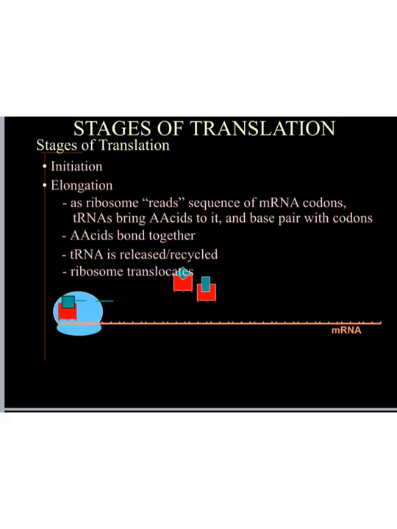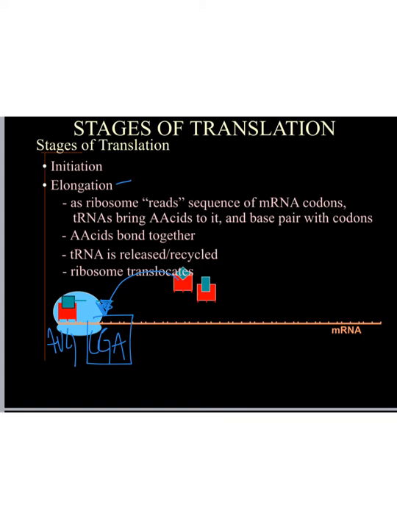The next phase of translation is elongation. The ribosome is going to read the sequence of mRNA codons. So remember, our first one was AUG. Our second one might be CGA. So it's going to read this codon, and it's going to bring the appropriate amino acid to the chain, the one that is coded by that codon based on the genetic code.